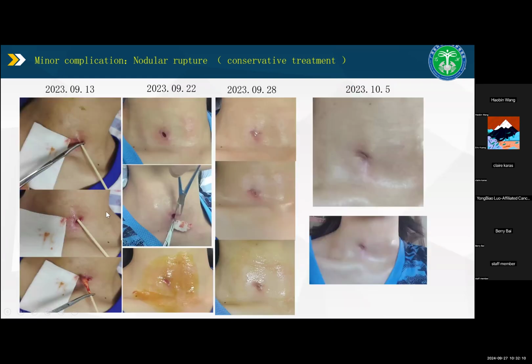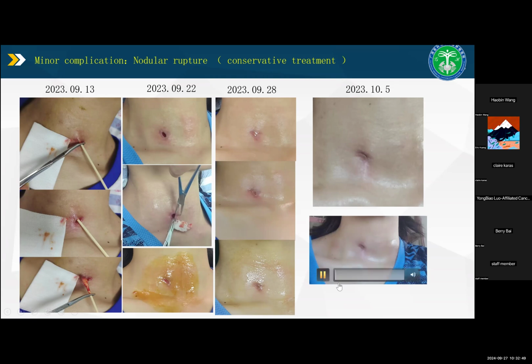So we suggest that the patient undergo anti-inflammatory treatment and dressing change. And after about a month, a sinus tract of approximately 1 centimeter will form. Then continue the dressing change treatment and use scar cream to smear. About half a month later, basically healed.